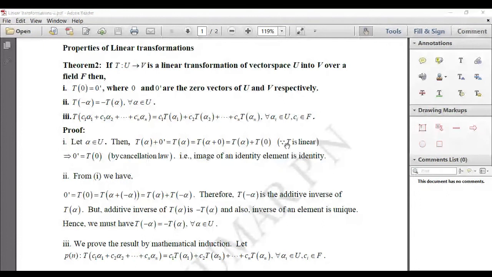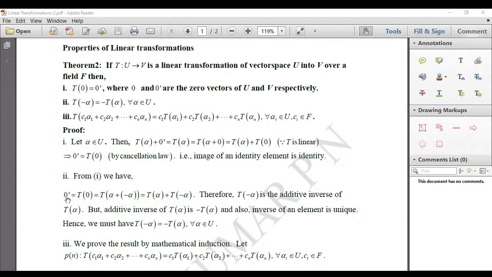Now, because T is linear, again apply the first condition of linearity. That is T of alpha plus beta. Instead of beta, I'm having minus alpha. So you can view this one as T of alpha plus beta. What is T of alpha plus beta? T of alpha plus T of beta. Instead of beta, you have to write minus alpha. So your written sum of two vectors is equal to 0 element.